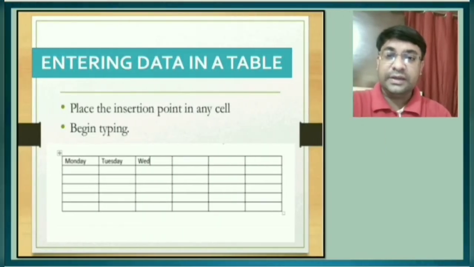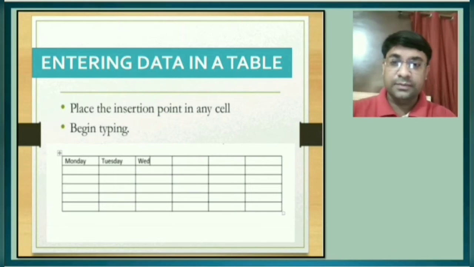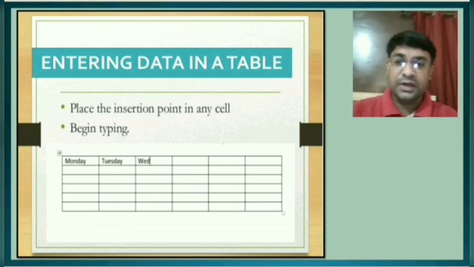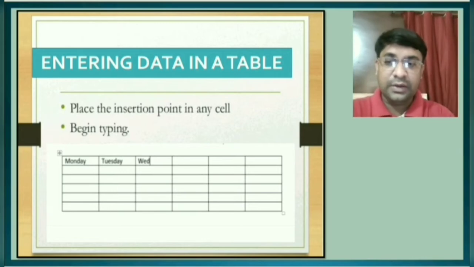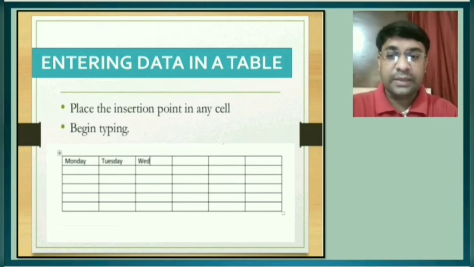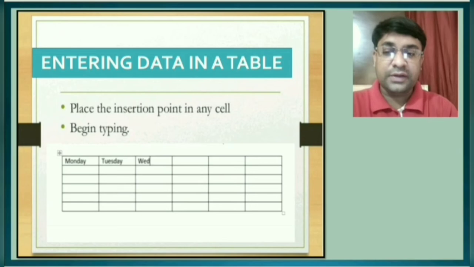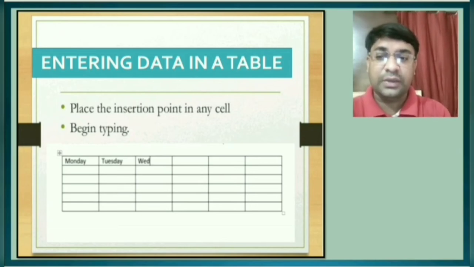To enter data in a table, place the insertion point in any cell and start typing. To move between the cells in a table, you can use arrow keys, mouse pointer or the Tab key. The Tab key takes the cursor to the next cell and the combination of Shift plus Tab key takes the cursor to the previous cell.